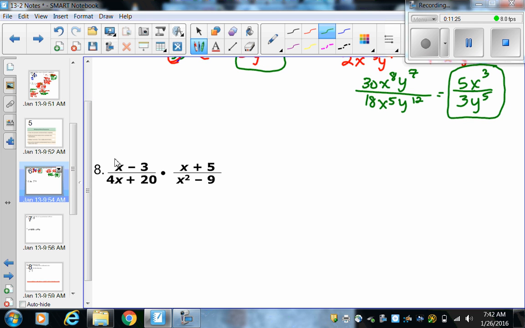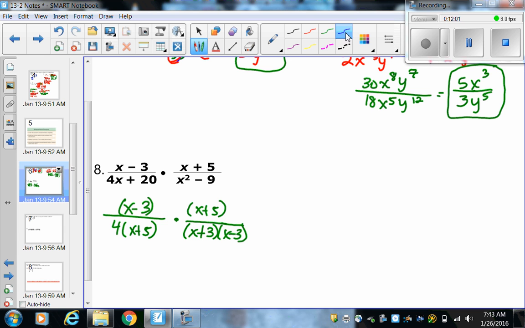Example 8, first thing the direction said to do was to factor the numerators and the denominators. So x minus 3 doesn't factor any further. I'm going to put that in parentheses just so I remember that that's one term. On the bottom, I can factor out a 4, which leaves me with x plus 5. X plus 5 doesn't factor, so I'm going to leave that as it is. X squared minus 9 is the difference of squares, so that's x plus 3 times x minus 3.